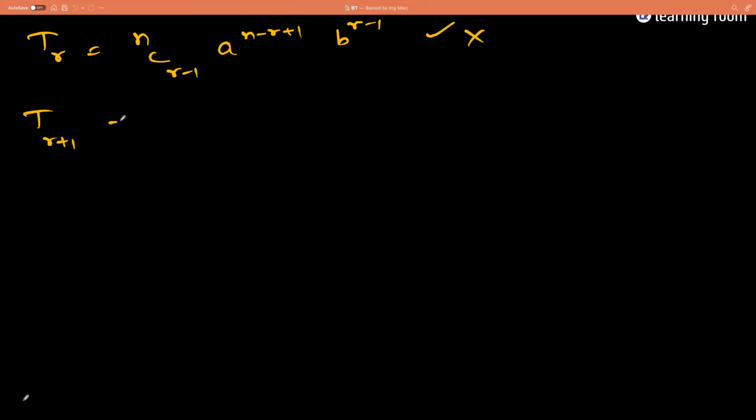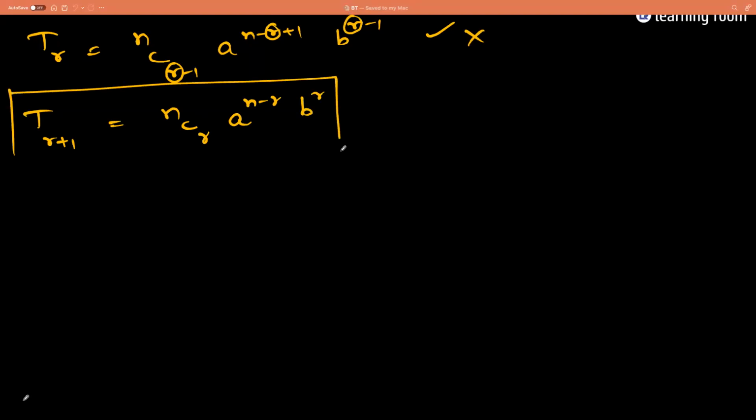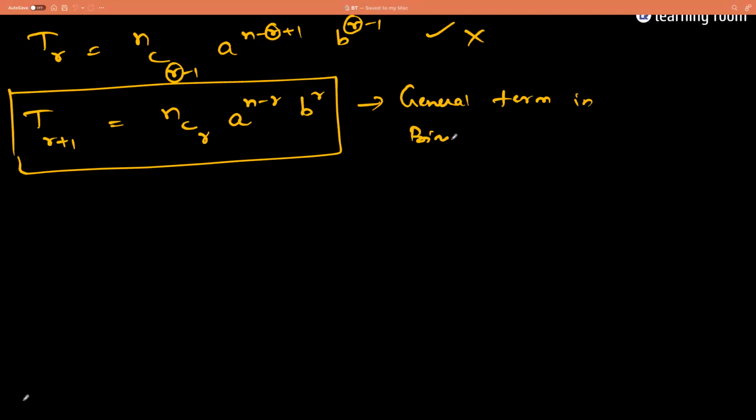If I write T r plus 1, then what will I get here? In nC r, substitute r plus 1, then what will you get? Just r. In a power r minus 1, substitute r plus 1, you will get a power n minus r, and in b power r minus 1, substitute r plus 1, you will get b power r. And this is what is concluded as the general term in binomial expansion.